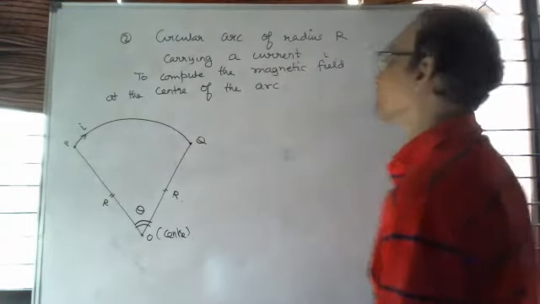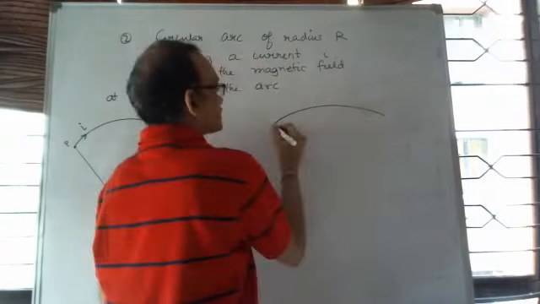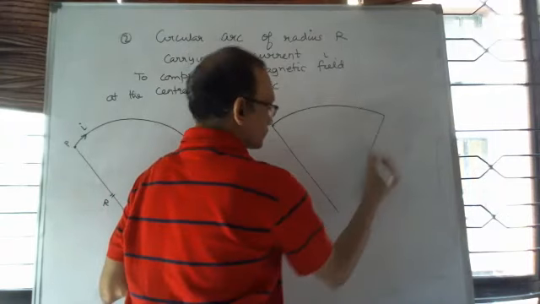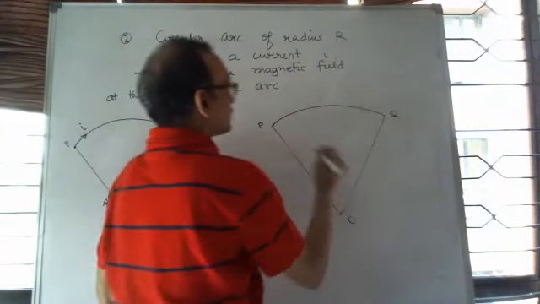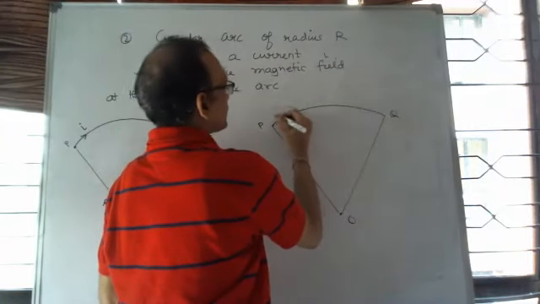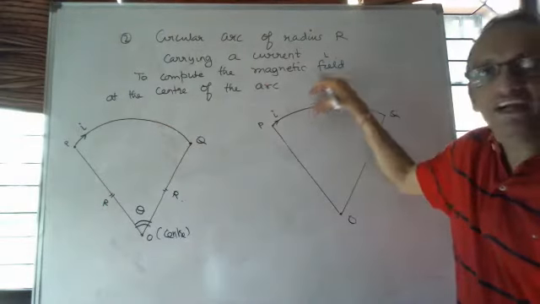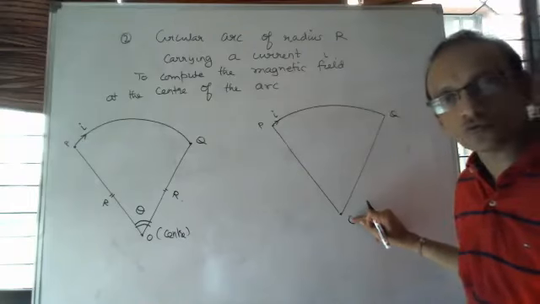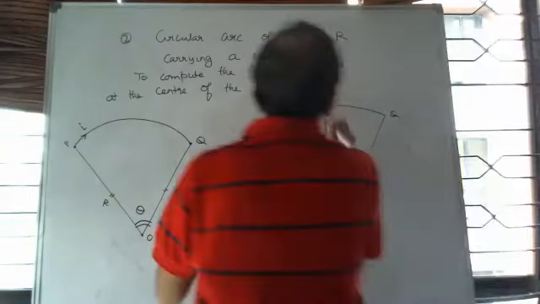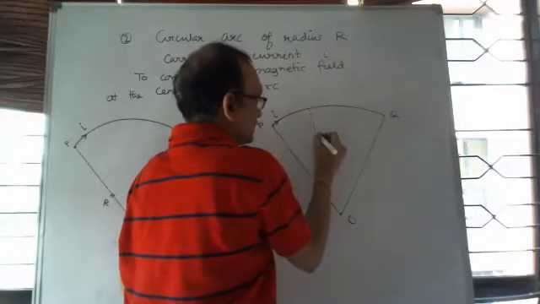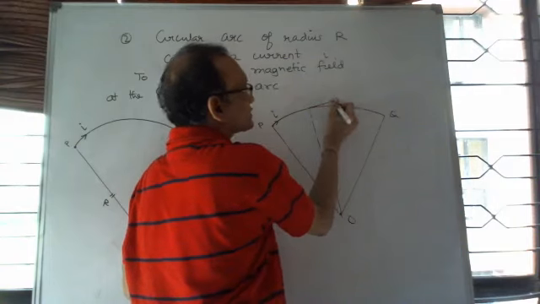So what I do is, I take this arc. This is carrying a current I. I break it up into several dl. For every dl, I compute the magnetic field at O and then sum it up. Right? So suppose I take an element like this, dl.